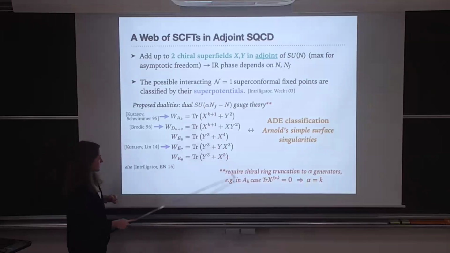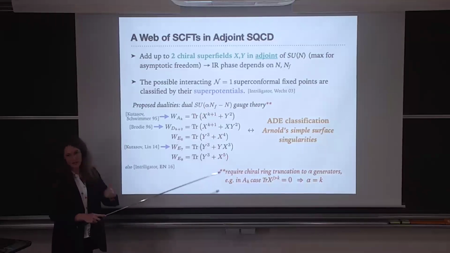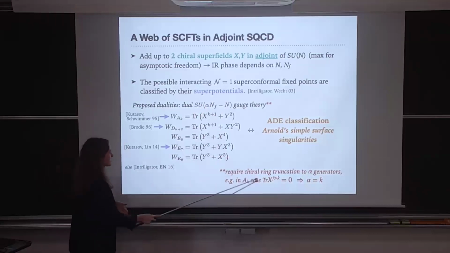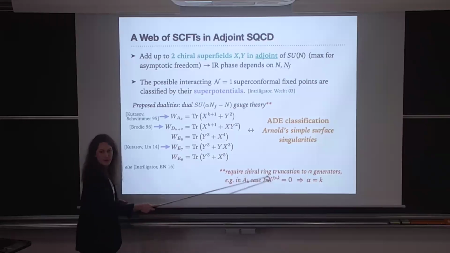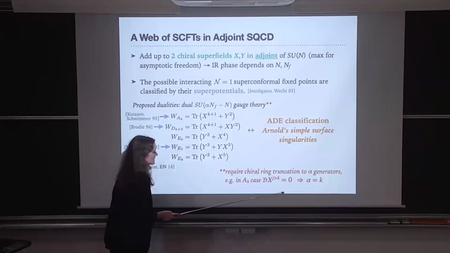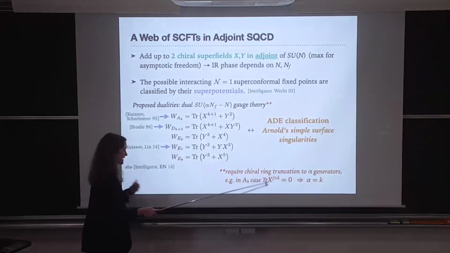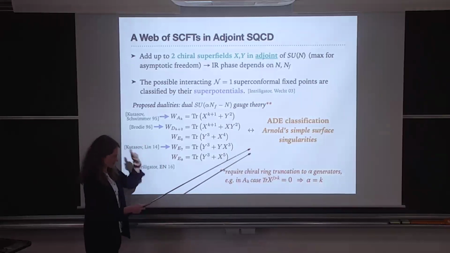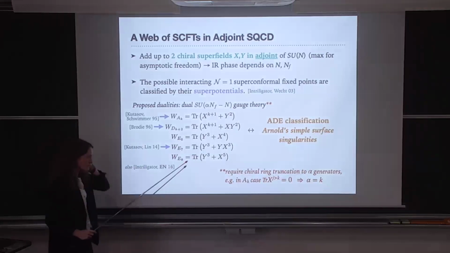So for example, in this A_k case, I have this trace X to the k plus 1 superpotential. The F terms, the equations of motion that follow from the superpotential, tell me that trace X to a power bigger than k is just 0. So I don't get independent chiral operators that involve more than this number of products of my adjoint chiral superfield. And so I'm truncating to, in this case, k elements of these adjoint-composed chiral operators. And this alpha is k in this case, just for example.